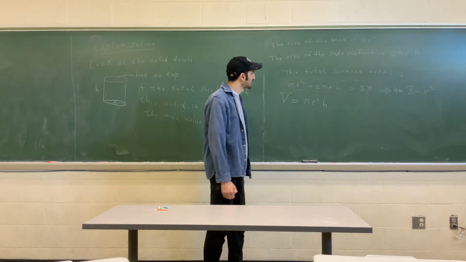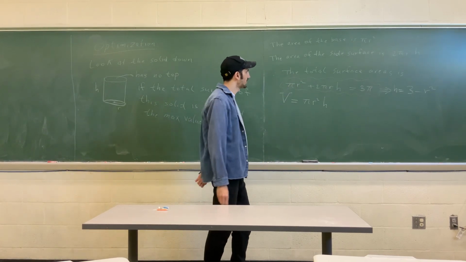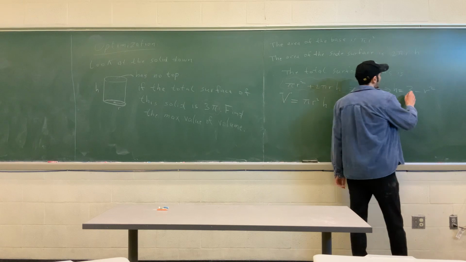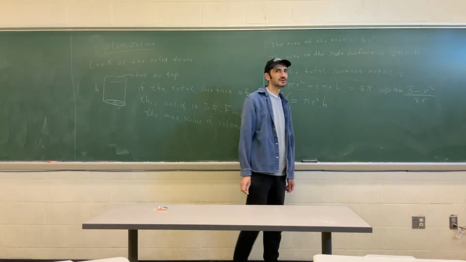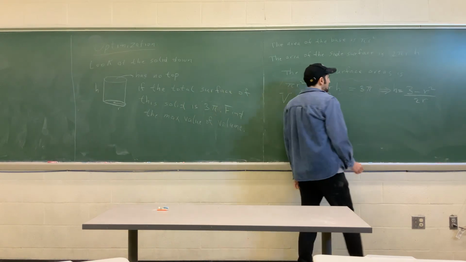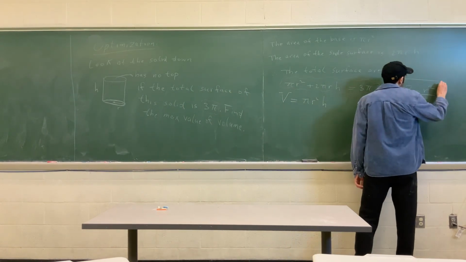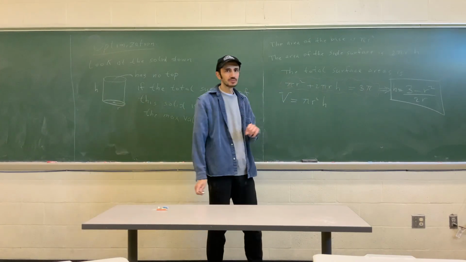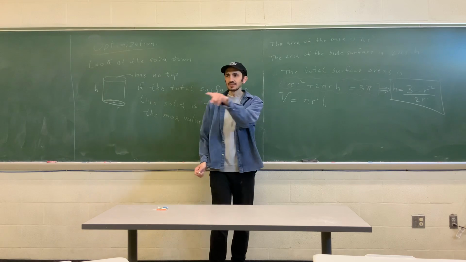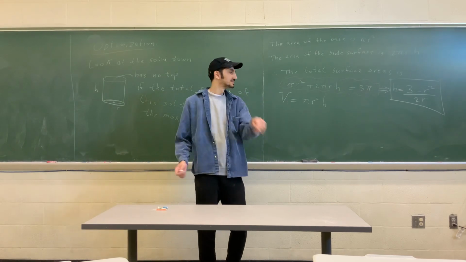Now, divide everything by 2r. Exactly. As you can see, I can write h in terms of r. So I'm going to need this new relation between h and r to plug it in my volume formula. Is that okay? Do you have any questions, guys?